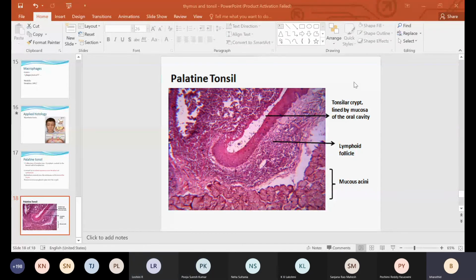What is the applied anatomy for tonsil? Tonsillitis. So what happens in tonsillitis? Inflammation of the tonsil. And what happens with the tonsillar crypt? It will be filled with pus, which will be observed as yellow spots on oral examination. Okay, that is it about today's class.